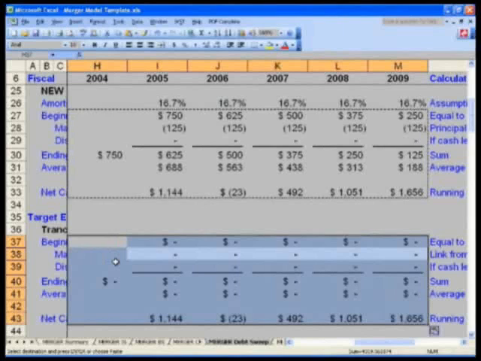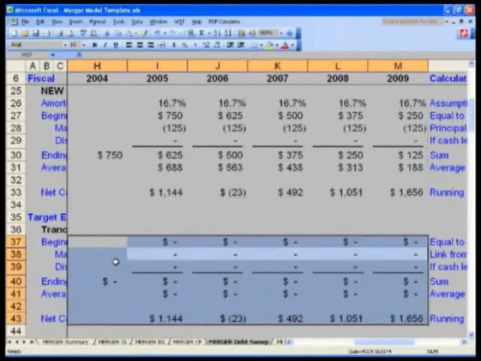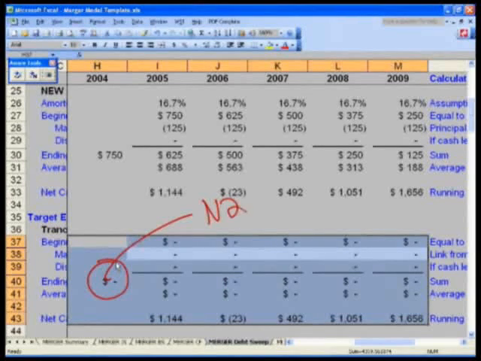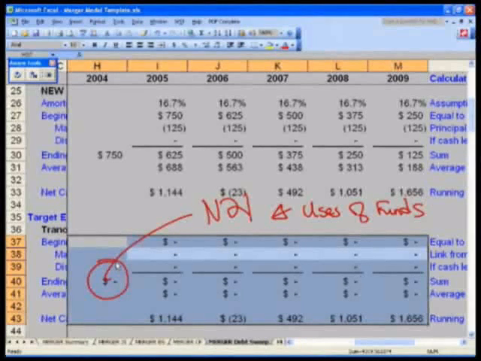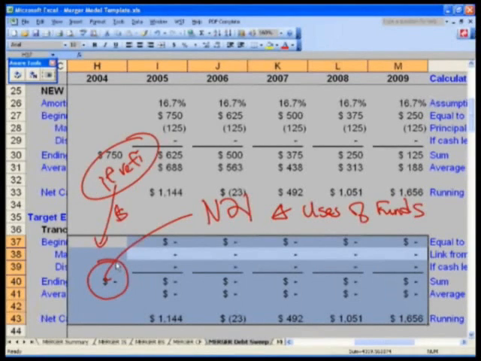Let's update each one of these numbers slowly. H40 is going to come from the merger summary. Our ending balance in 04, which is our beginning balance for tranche 1, is going to say the following. I'm going to take N21. N21 was our uses of funds. If this number was refinanced, that means this number appears. So therefore, if refied, this number is zero.